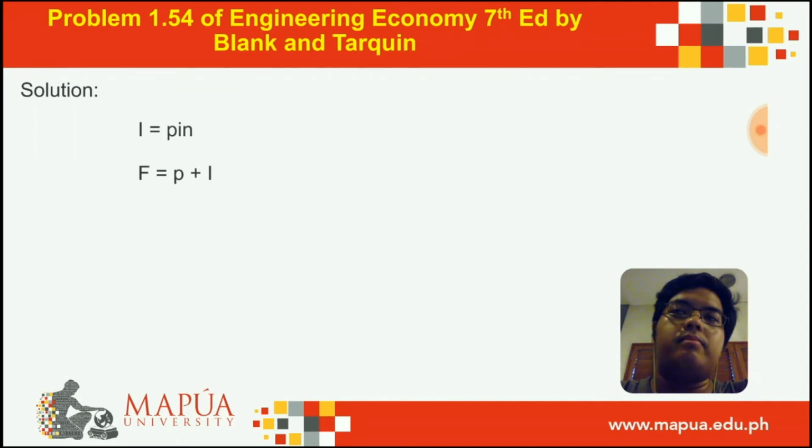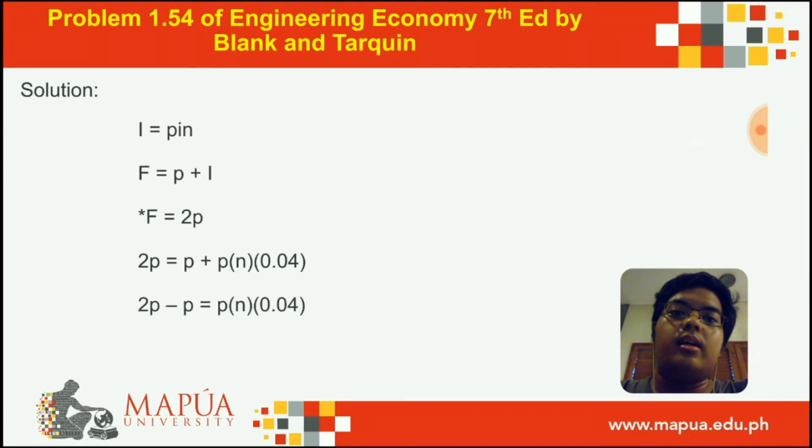In the problem, it is stated that the future worth is 2 times the present worth, or double. So I've replaced F with 2P. So now F is equal to 2P, and this is the equation: 2P is equal to P plus P times N times 0.04.